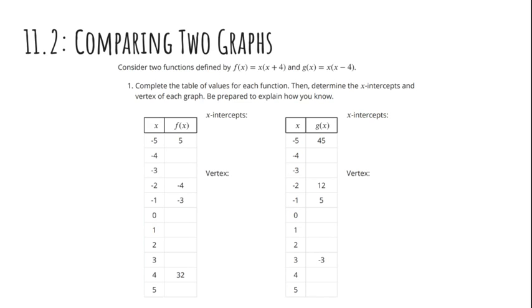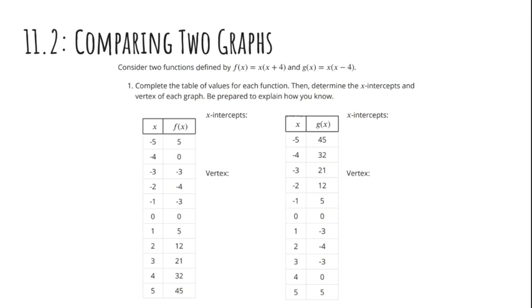11.2, comparing two graphs. We're given two functions here, and we need to fill in these tables. We're going to do that by taking one number and plugging it into the function one at a time for each one. Oh boy, this could take some time. And there we go. Filled in all these tables. Turns out, not so bad.